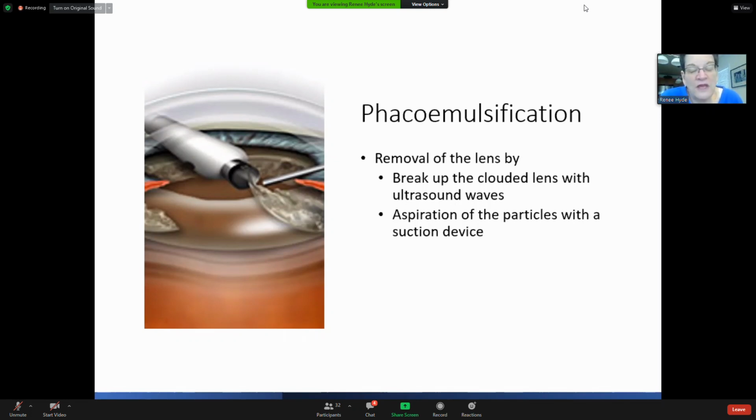Now, one of the things that has to occur is the surgeon has to ensure that all of those particles are removed, because if not, it can cause a blockage and cause an increase in intraocular pressure. Ask me how I know.